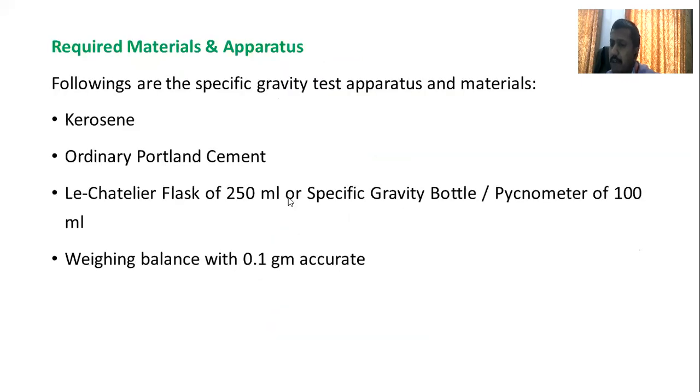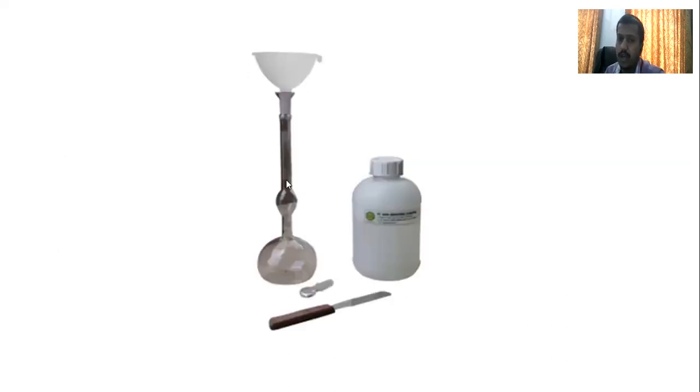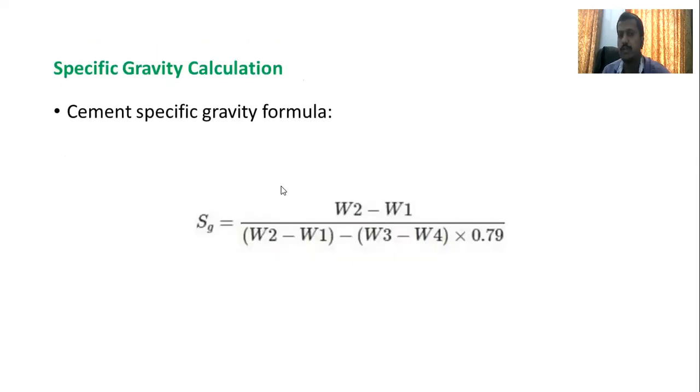The specific gravity always lies up to 3.15. For PPC, it is from 2.95 or 2.9 to 3.10. And for your OPC, it is in the range of 3.10 to 3.15 always. So this is nothing but the simple experiment, the specific gravity of the given cement. Now, are you getting all the tests which we have discussed?